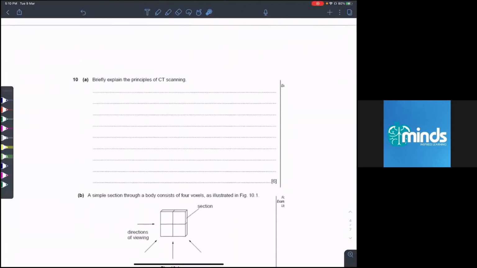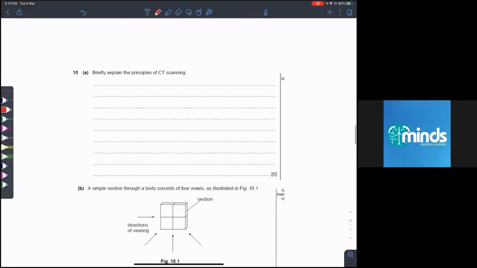Okay, let's discuss the answers for this question. Briefly explain the principle of CT scanning. It's a 6-mark question. Now, I'm writing down the key points that you should have mentioned. If this is the organ whose 3D image you want to build up, the computer will be dividing this shape into a number of sections or slices.